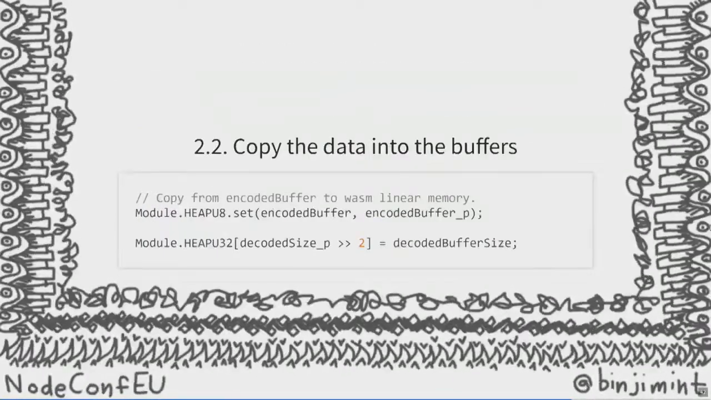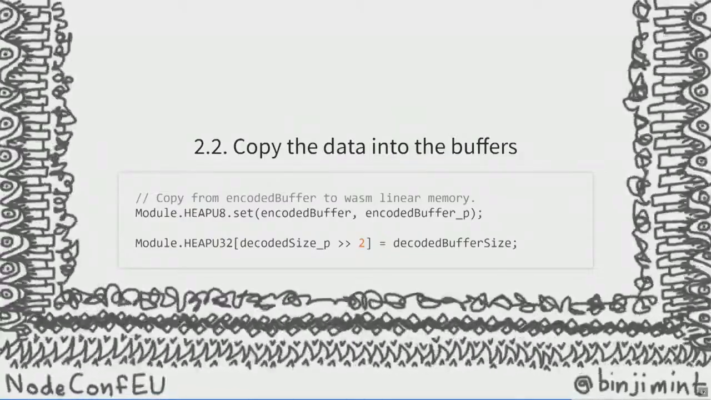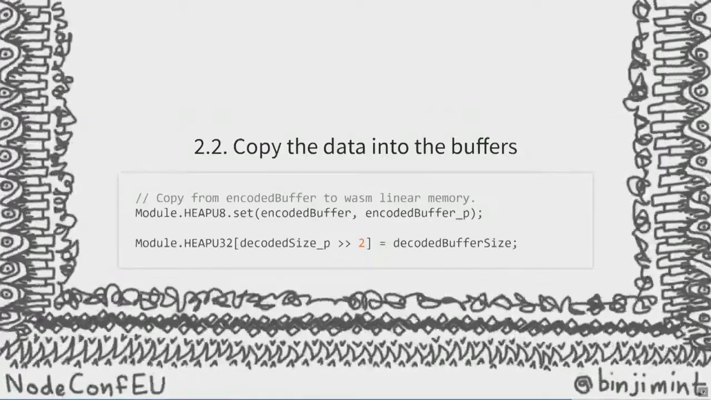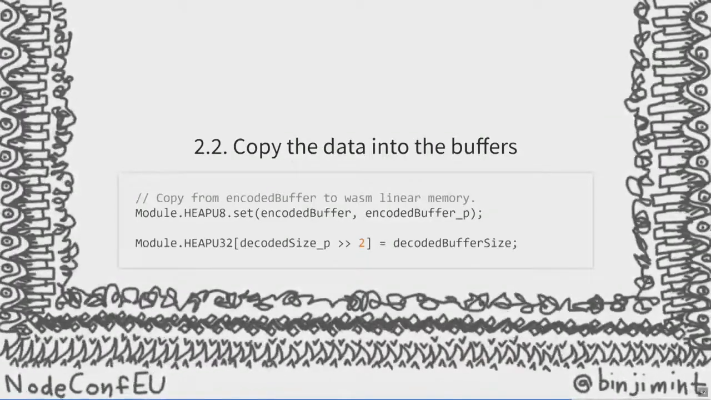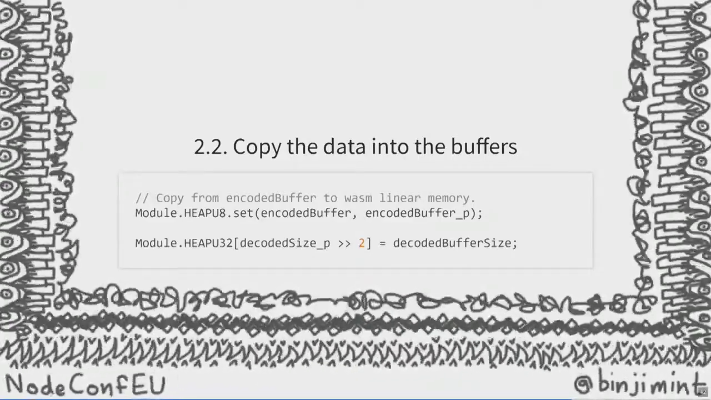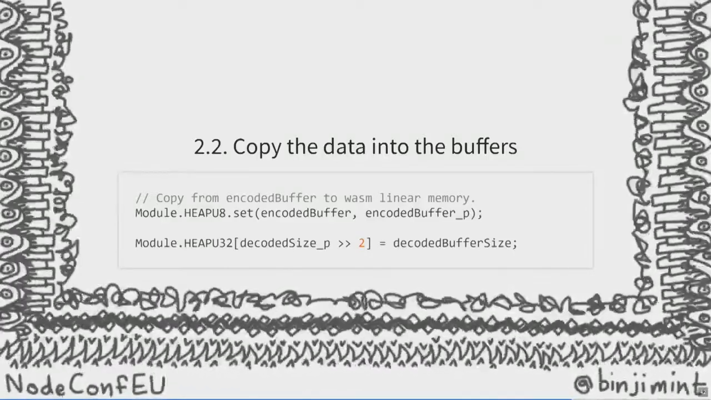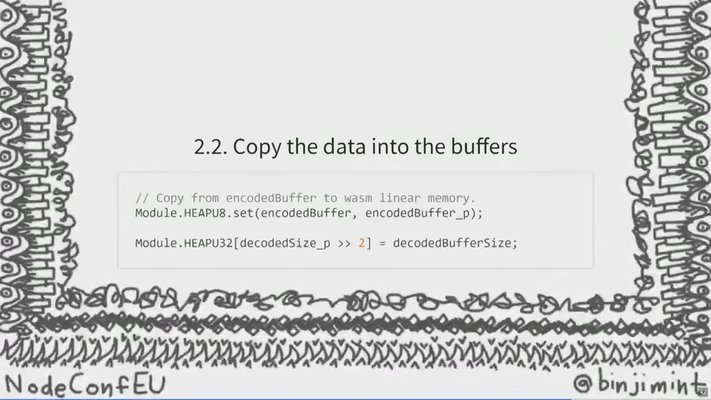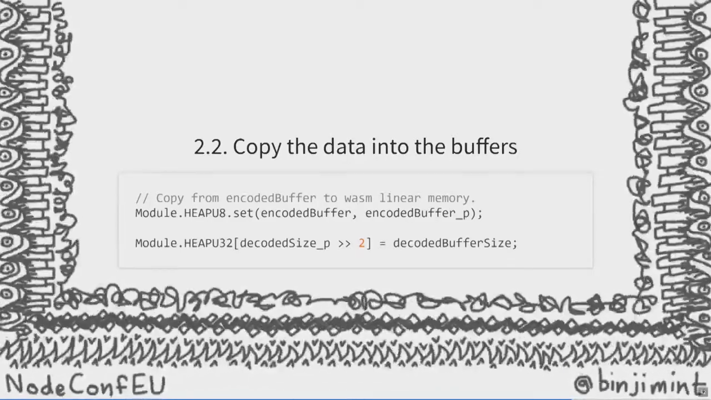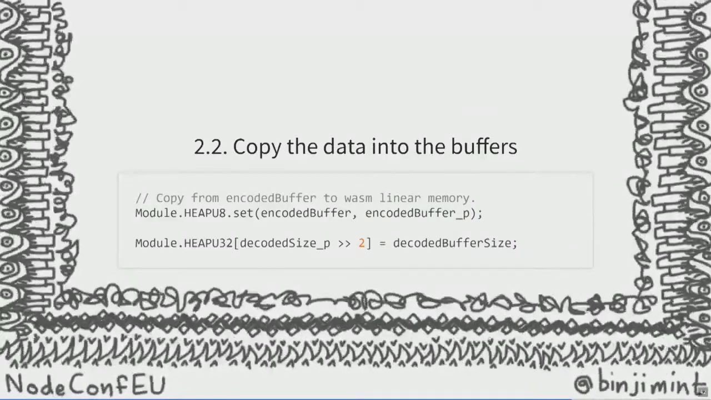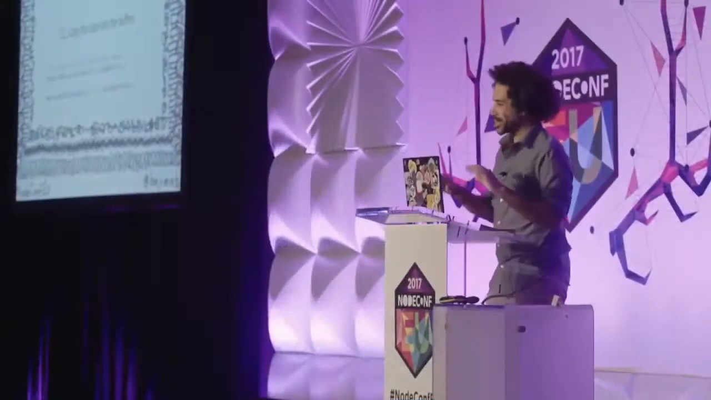So then I'm copying the data into the buffers. This is just standard JavaScript stuff here. There's a little bit of magic. You can see the module heap U8. That's something that's exposed by the wrapper code. It's basically the accessor into the linear memory. And what I'm doing is taking the encoded buffer, which is the Node buffer, and I'm just copying the data directly into memory. The only other trick here is that I have to write the size in, and that's what that second part is doing. There's actually simpler ways to do that, but I'm trying to keep it as no magic. This is literally what's happening under the hood. It's just writing bytes into buffers.